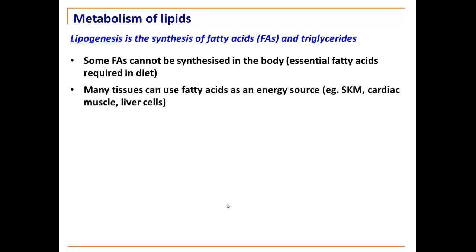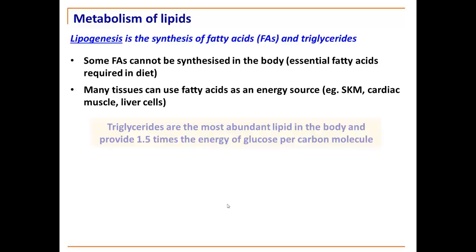Many tissues can use fatty acids as an energy source, so skeletal muscle, cardiac muscle, liver cells. But of course, our brain cannot use fatty acids as an energy source. It relies on glucose at all times as an energy source. So even during prolonged starvation, when the brain is still functioning, obviously, it still needs to get at least 50% of its energy from glucose, and the other 50% during starvation comes from ketones or keto acids. So it can't use fatty acids as an energy source, unlike other tissues.